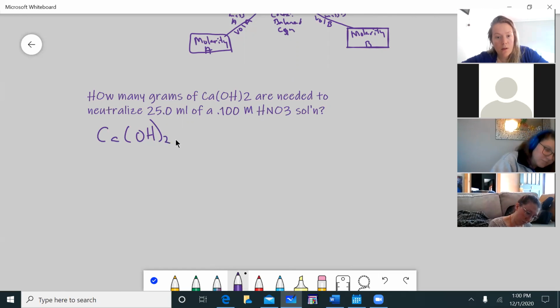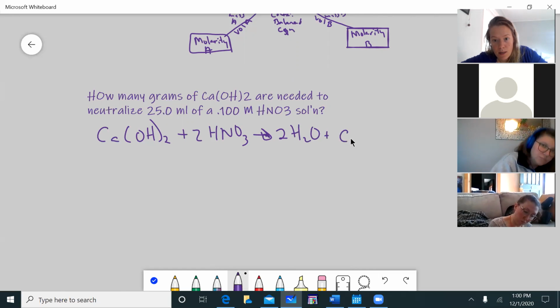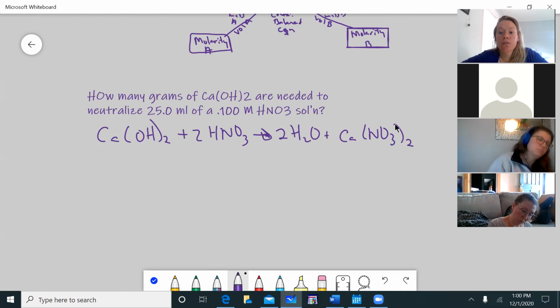Ca(OH)2 plus 2HNO3 will produce 2 waters and 1 calcium nitrate, Ca(NO3)2. Okay, so a couple indicators that you're going to be wanting to do stoichiometry or use our master stoichiometry flowchart.